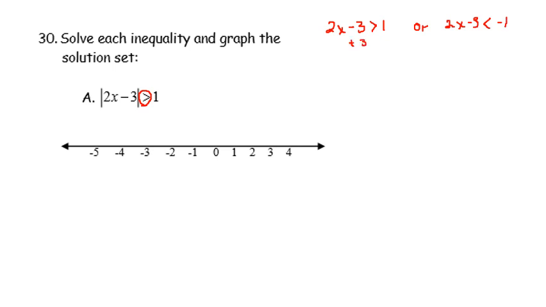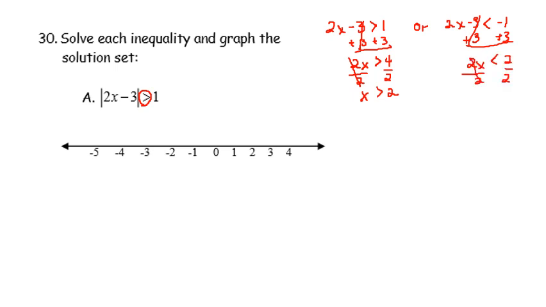So we add 3 to both sides. That gives me 2x is greater than 4. Divide by 2. And x is greater than 2. The other one, we add 3 to both sides. We get 2x is less than 2. Divide by 2. And we get x is less than 1.